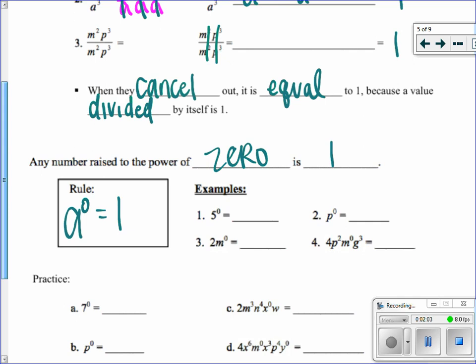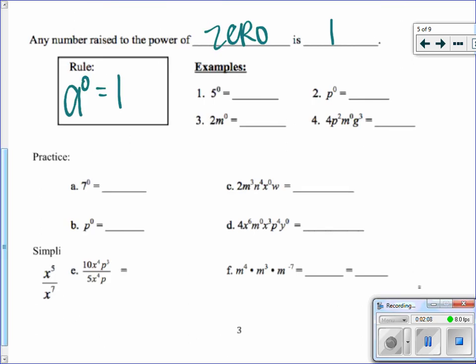Go ahead and do 1 through 4. Do those 4 problems. Okay, once you do 1 through 4, I also want you to do example E, example F, and example D. So you have 7 problems in what you're doing right now.